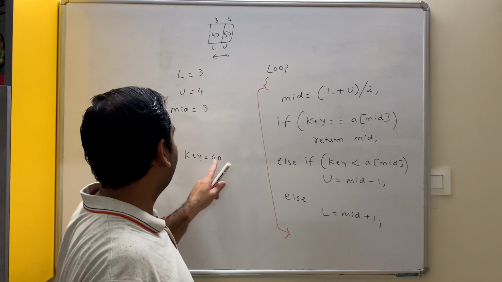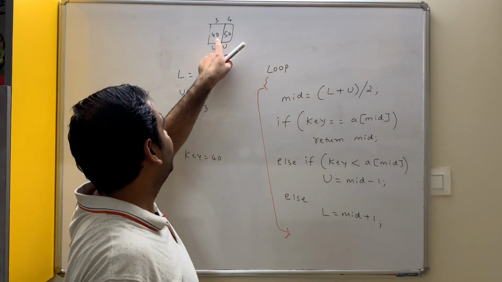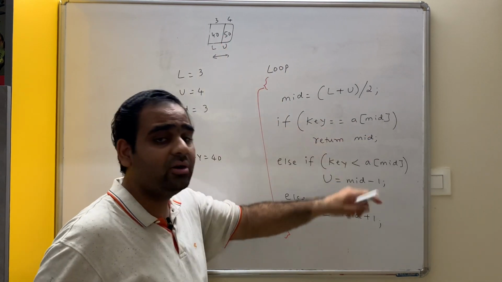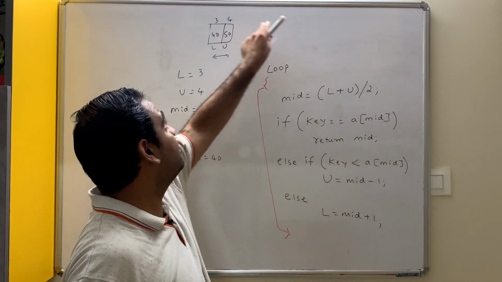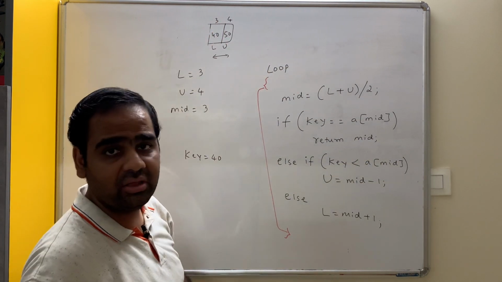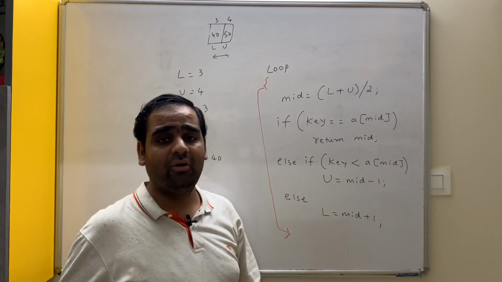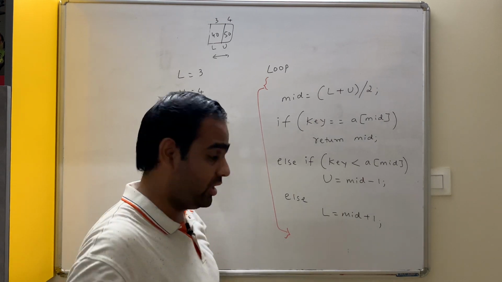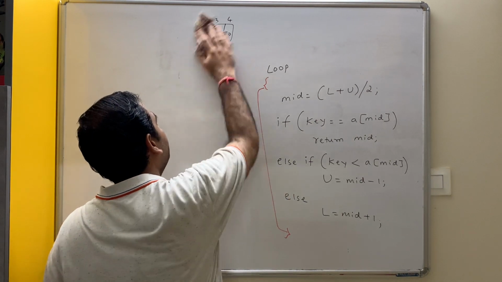Key. Now, what is the value of key? 40. A of mid, it is also 40. Is 40 equal to 40? Yes, sir. You will return mid. Now, the value of mid is 3. That means the value of key is found successfully.